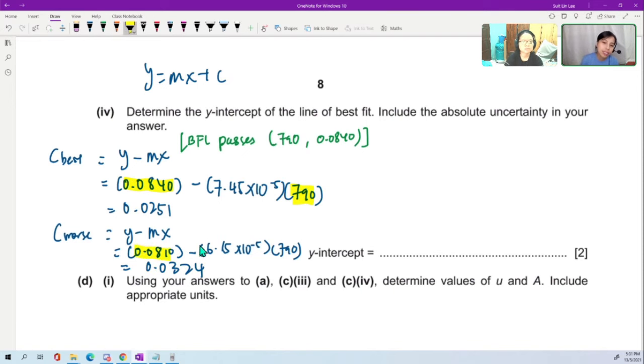If you want to find the uncertainty, what do you do? Oh, I know. Modulus minus. Yeah. So it doesn't matter which one is which, just minus both. Take away the minus sign.